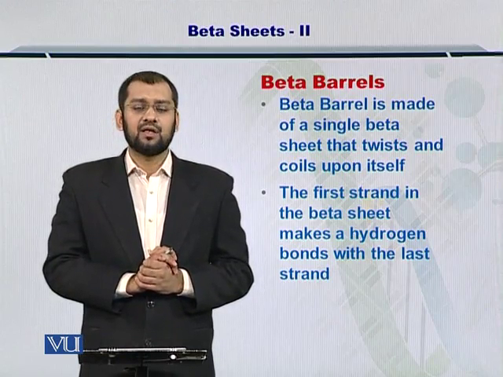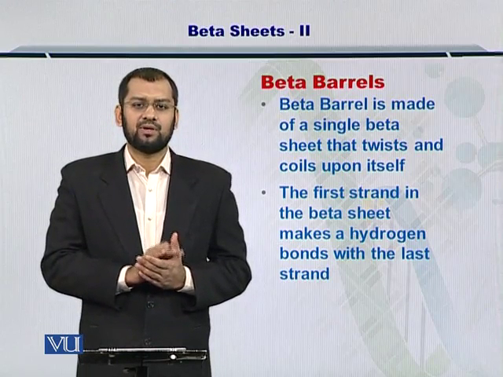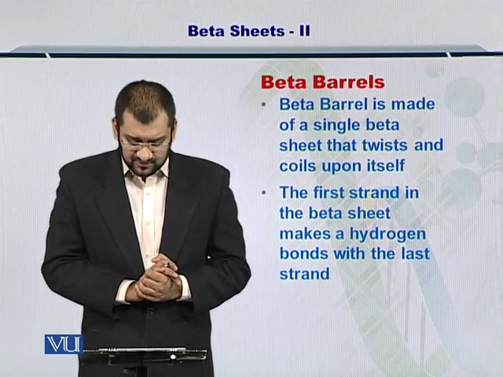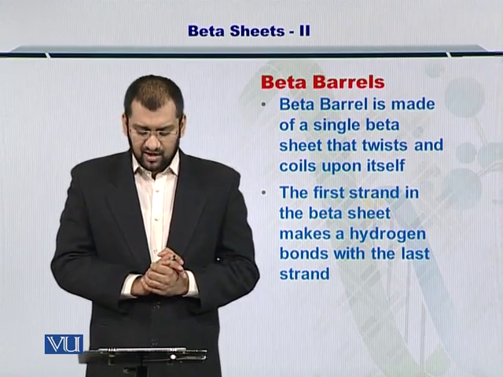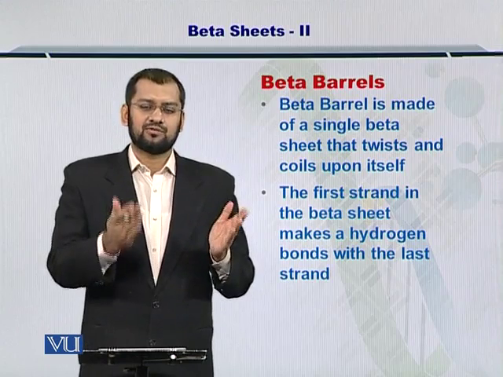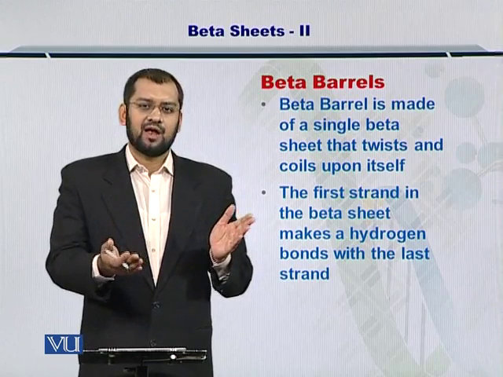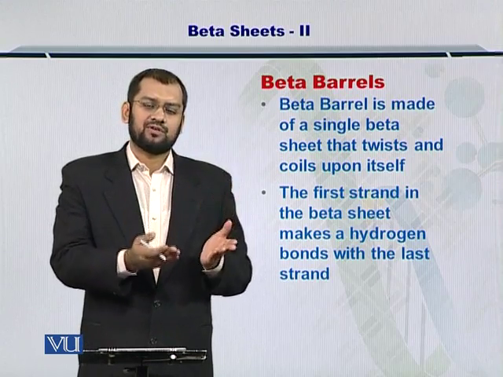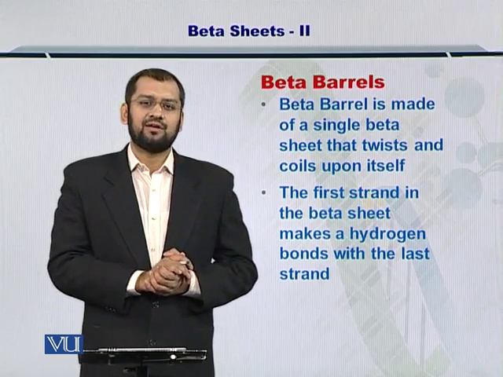As I just mentioned, the important thing to remember about beta barrels is that the first strand in the beta sheet makes a hydrogen bond with the last strand in the same beta sheet, and therefore it closes on itself and takes the form of a cylinder or a barrel.